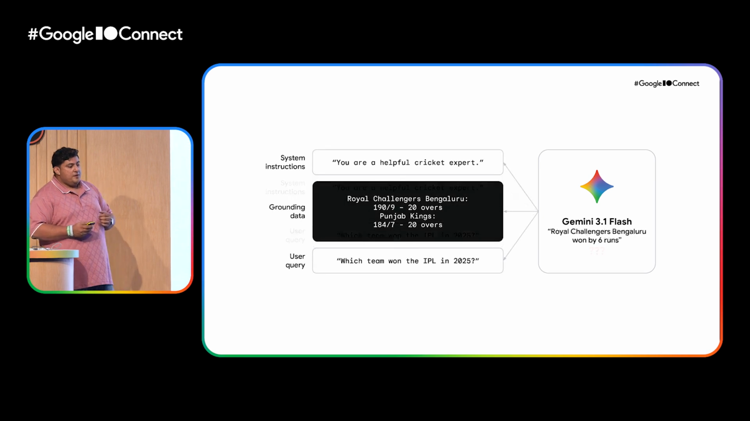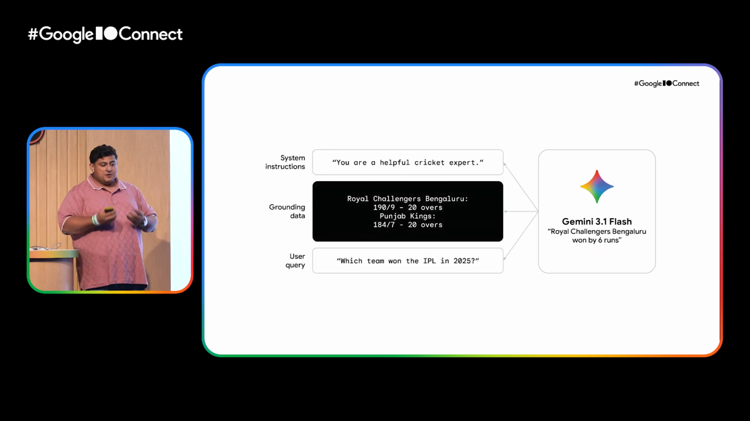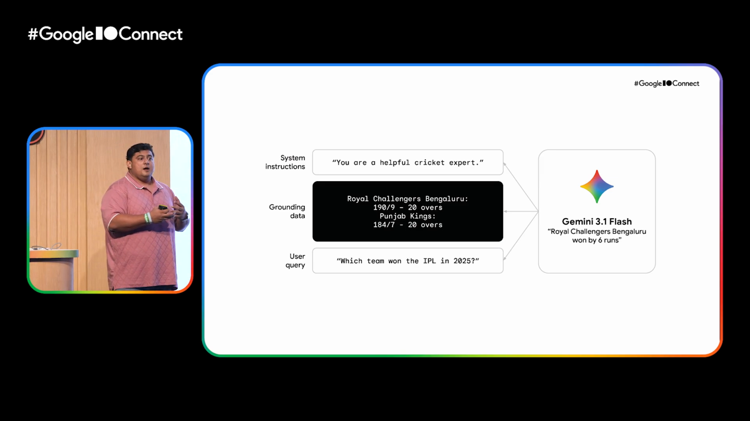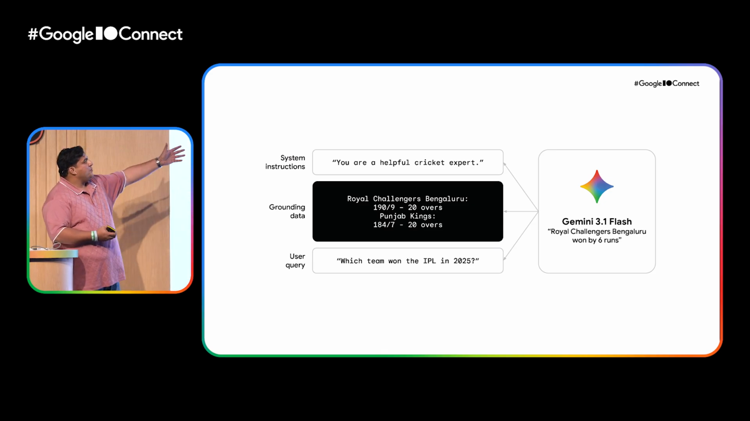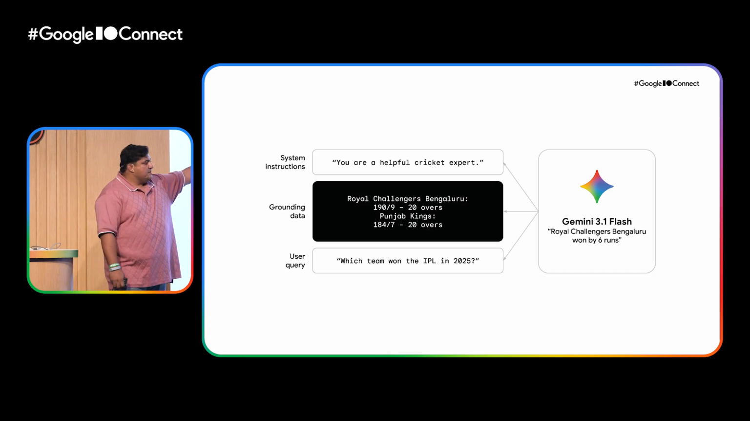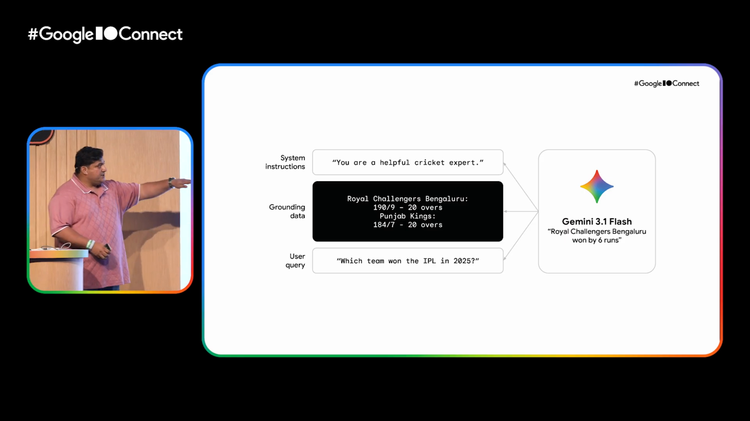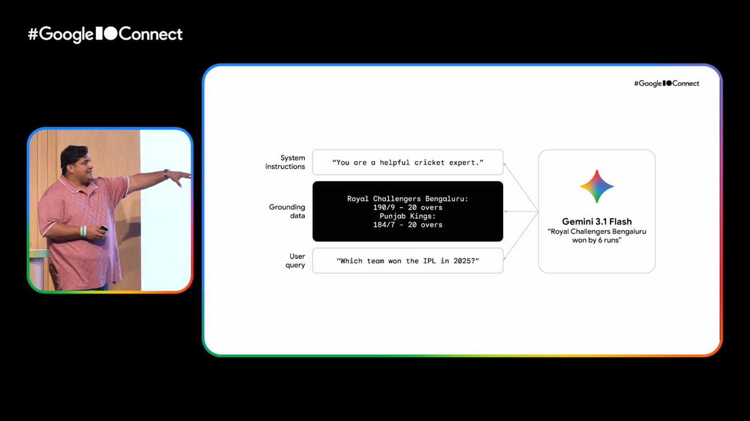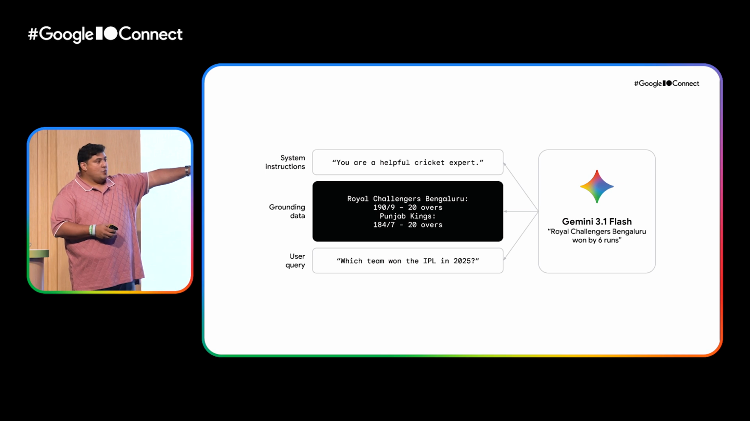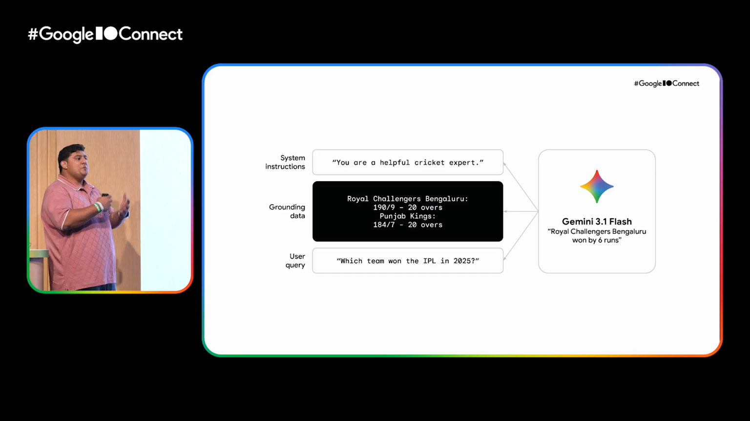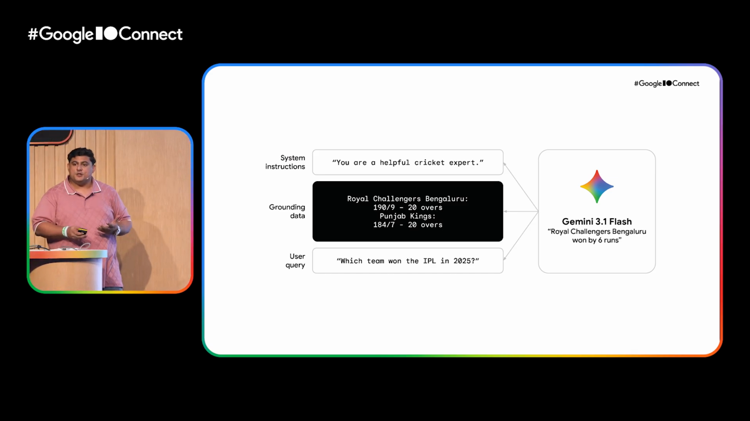A way to work around this is to provide some extra data in the context of the query, so the model can actually process that information along with your prompt so that it can answer the questions correctly. For instance, in this example, I've given grounding data as the Royal Challengers, the teams that actually played, and the scores that they got. Okay? But the question is which team won? And the response that it will give is an intelligent response, which is Royal Challengers Bangalore won by 6 runs. So it's able to use this data. It's not just directly copying answers. It's able to understand that data and give you more intelligent responses based on that.